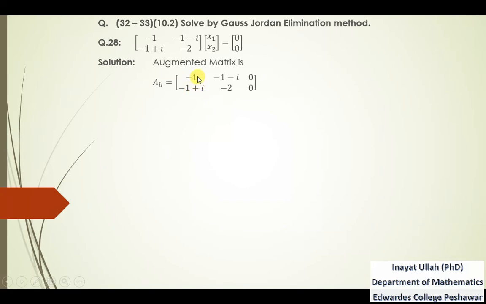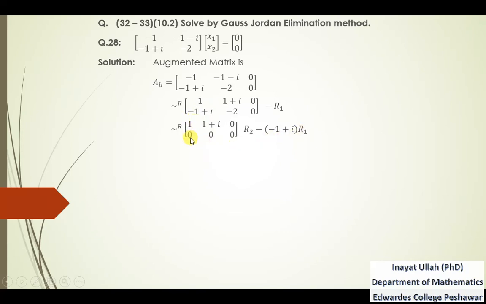So how could we make this element 1? By multiplying row 1 by minus sign. So we have multiplied row 1 by minus sign, so that will become plus, that will become plus, plus, and that is 0. Now we are going to make this element 0. So with the help of this operation, row 2 minus this element into row 1 will make this element 0.